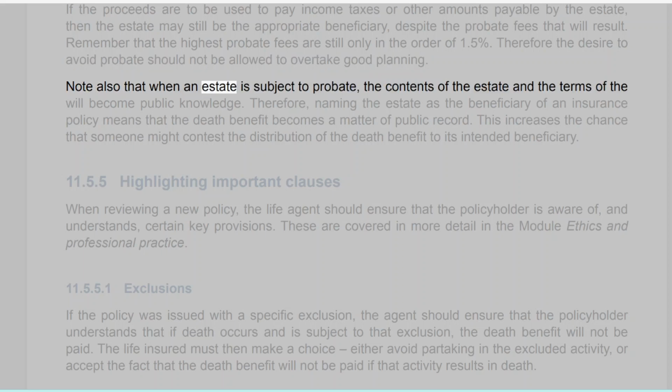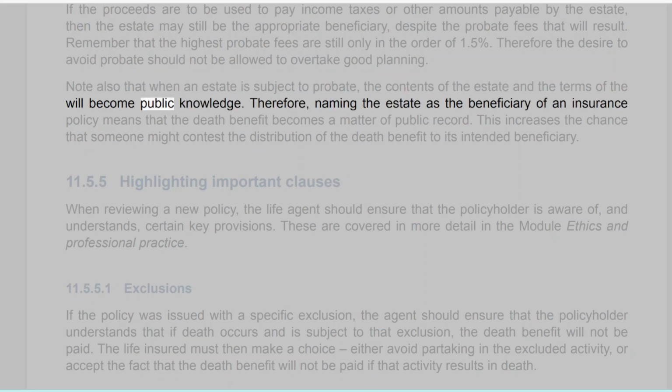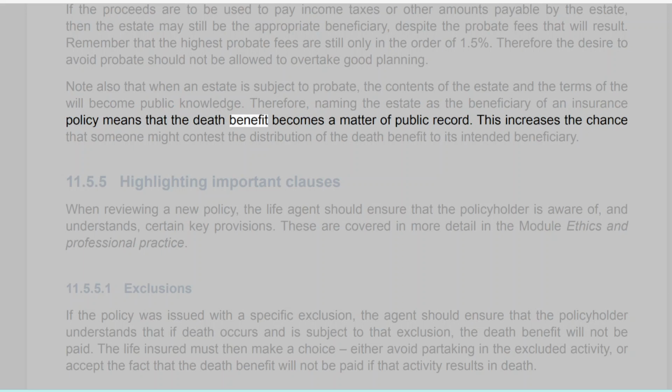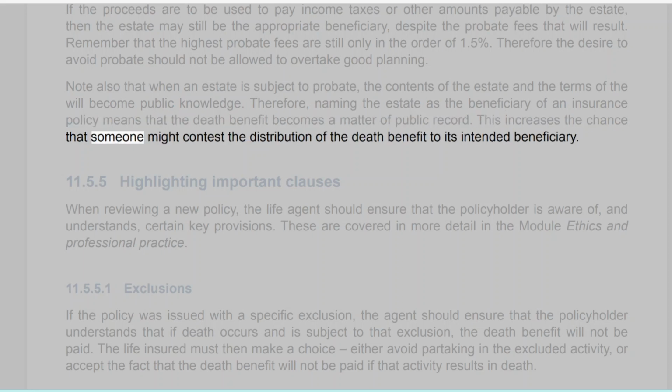Note also that when an estate is subject to probate, the contents of the estate and the terms of the will become public knowledge. Therefore, naming the estate as the beneficiary of an insurance policy means that the death benefit becomes a matter of public record. This increases the chance that someone might contest the distribution of the death benefit to its intended beneficiary.